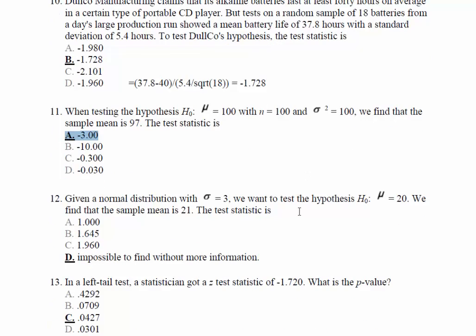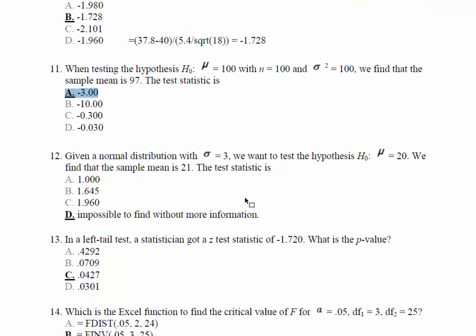Okay. Number 12. Given normal distribution with sigma 3, we want to test the hypothesis H0: mu equals 20. We find that the sample mean is 21. The test statistic is what? In this case, what else do we need? We need the sample size, but we don't have it. We don't have n. Therefore, it's impossible to find out without more information. That's the correct answer.